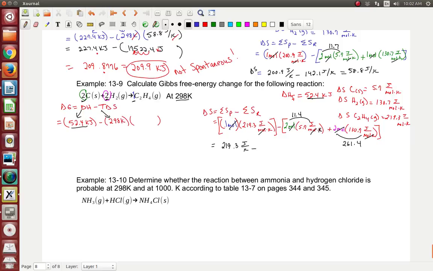Alright, so if you multiply 2 times 5.7, you get 11.4. Multiply 2 times 130.7, you get 261.4. We add these guys together, we get 272.8 joules per Kelvin, and then we do the subtraction, and we get a negative 53.5 joules per Kelvin. Put that over here, negative 53.5 joules per Kelvin.